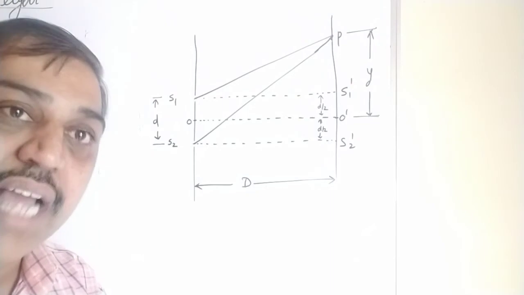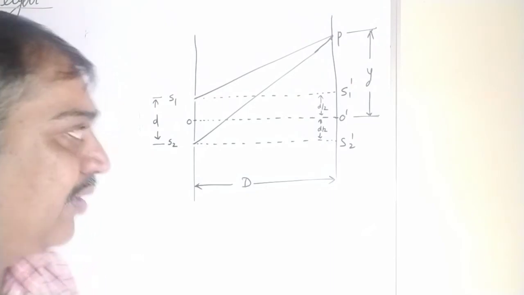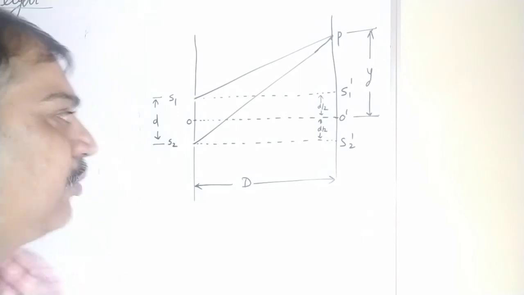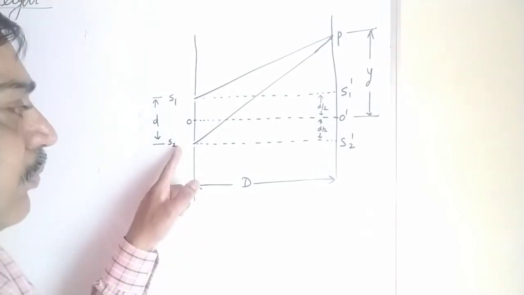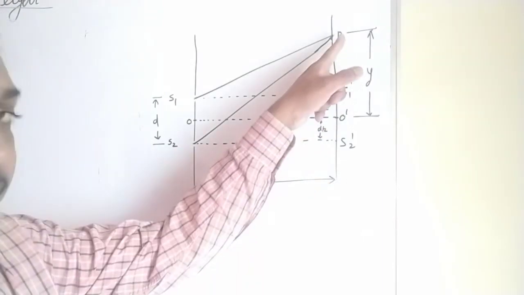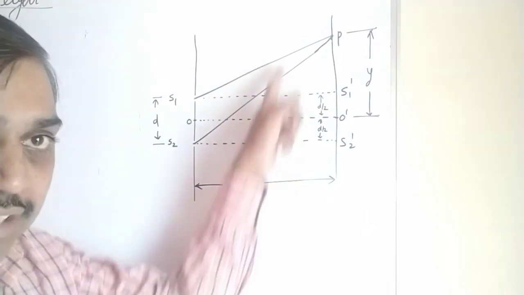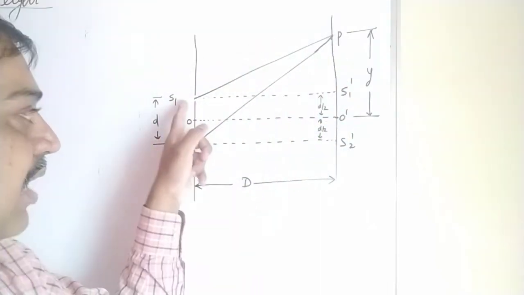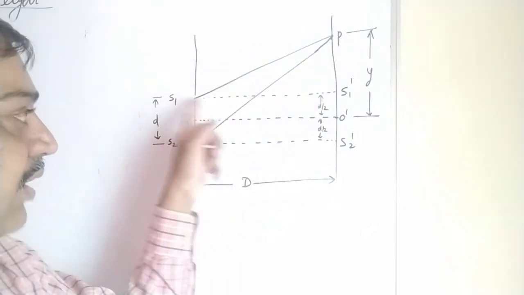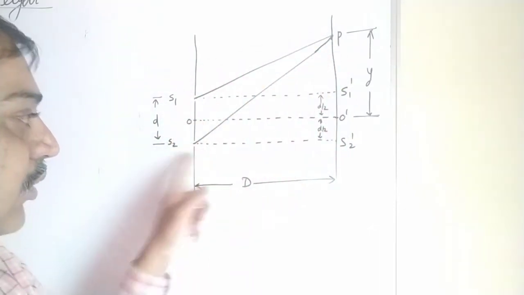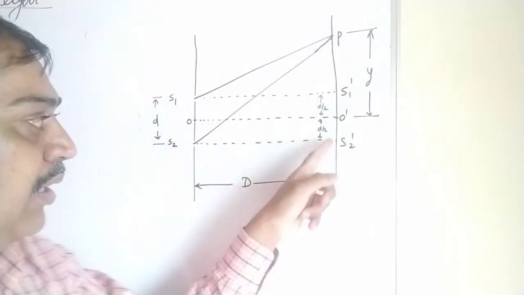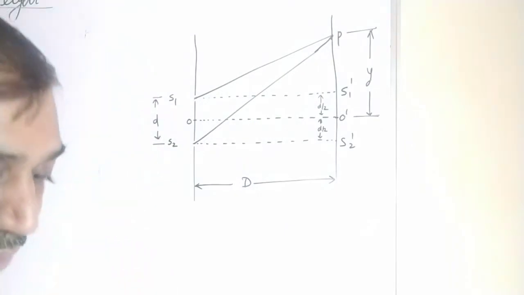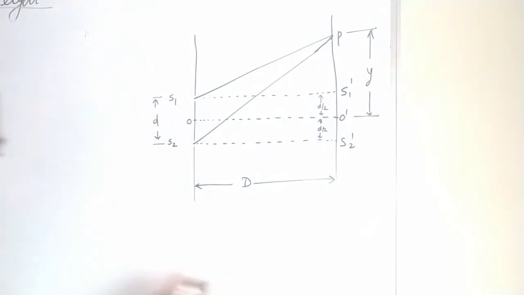S2P minus S1P gives the path difference. To find this, we have to use the Pythagoras theorem, and two triangles are there. S2 dash P is the first triangle, the bigger one. S1 dash P is the second triangle. By using this, we have to find S2P minus S1P, so I will write it here further.